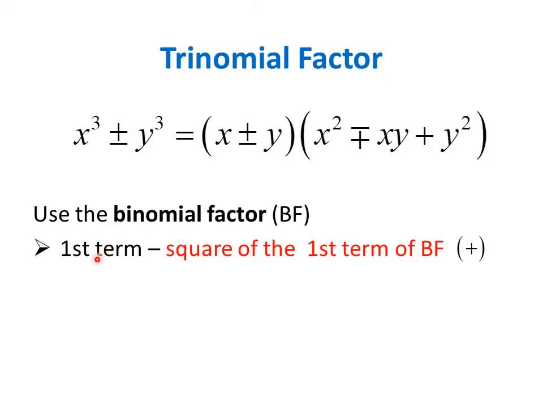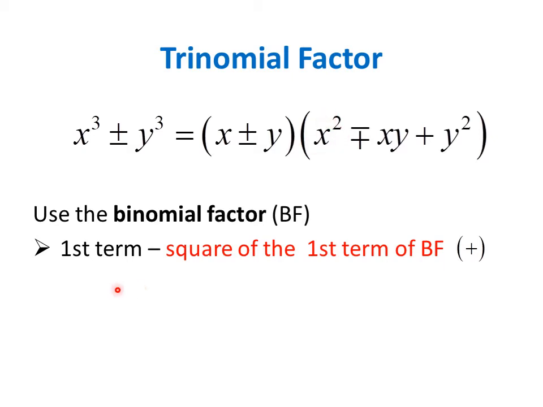The first term of the trinomial factor is the square of the first term of the binomial factor. Again, this first term of the trinomial factor is the square of this first term in the binomial factor. So, x squared is the square of x. And since this is squared, the first term is always positive.